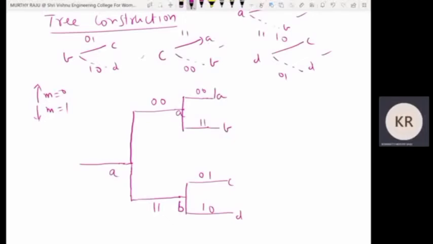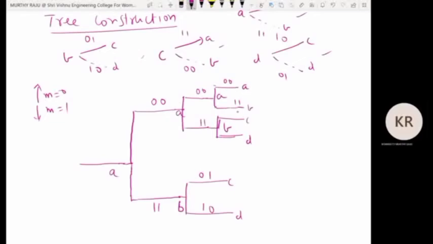Again you are in state A. State A means A to A is 0 0, A to B is 1 1. You are in state B. State C and state D, with outputs 0 1 and 1 0.